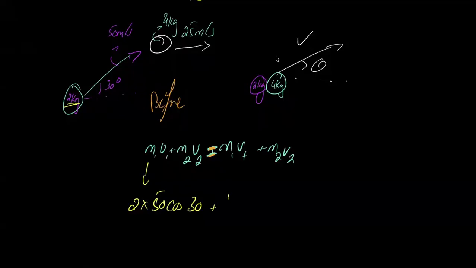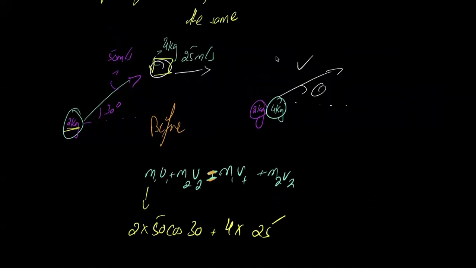Plus M2, 4. And what should be my U2? What should be my initial horizontal velocity for object number 2? 25. Why did I take it as 25? Because this object is only traveling in the horizontal direction. It has no vertical component.